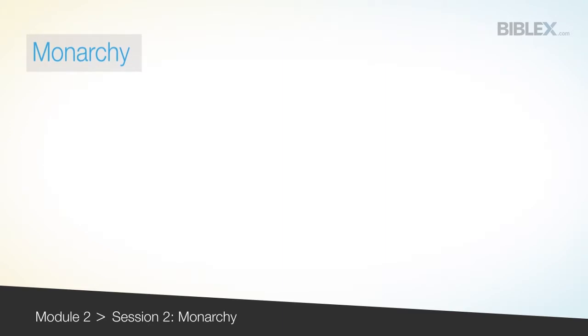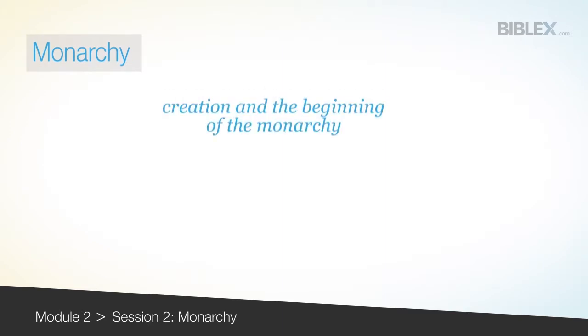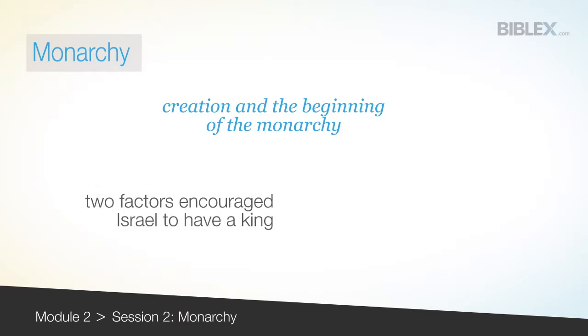The dominant issue in 1 and 2 Samuel is the creation and the beginning of the monarchy. The material you read in 1 Samuel chapter 8 focuses on how Israel came to have a king. If you recall, there seem to be 2 factors that encourage Israel to have a king. First, Samuel's sons were doing a poor job. The Israelites wanted better leadership and to be like the other nations.